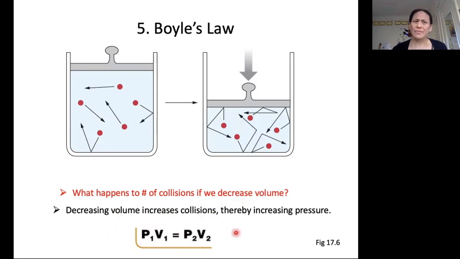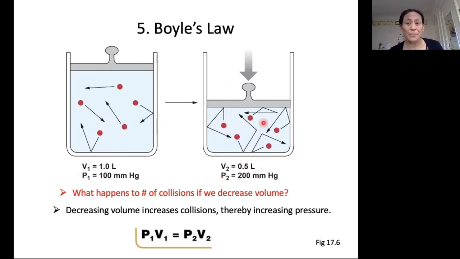Okay, I don't think I'm going to have you do any of those calculations, but as long as you understand the concept. There we go, sorry. So we have a volume of 1 liter, pressure of 100 millimeters of mercury. If we halve the volume to 0.5 liters, our pressure goes up to 200 millimeters of mercury, according to Boyle's law.